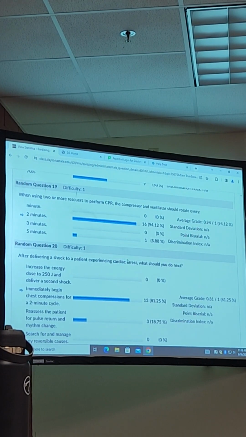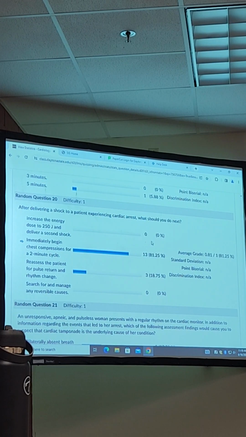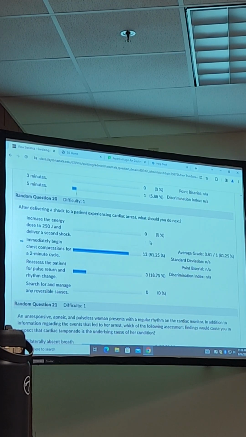Two or more rescuers who do CPR, you should rotate every 2 minutes, 5 cycles, not 5 minutes. Delivering a shock to a patient experiencing cardiac arrest, you should next continue CPR. At what point do you take the 10 seconds to check for a pulse? No, no, no. You do not check, it's shock and you're on compressions. I really don't give a damn what that monitor shows. It could show a perfect sinus rhythm after the shock. We are on compressions. You check at the end of the 2-minute cycle if you see an organized rhythm.